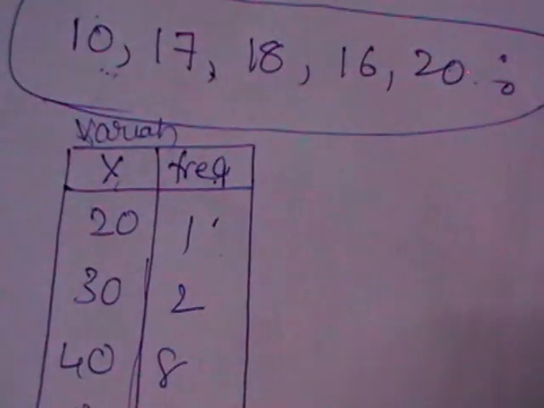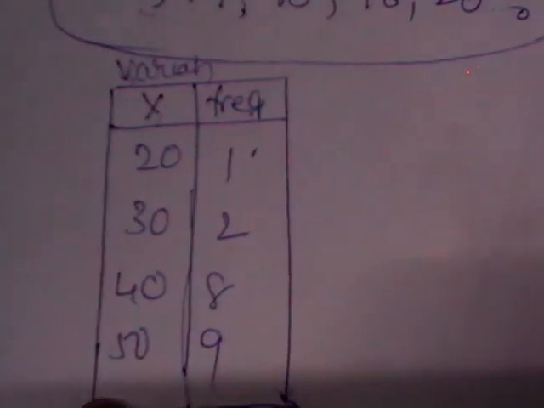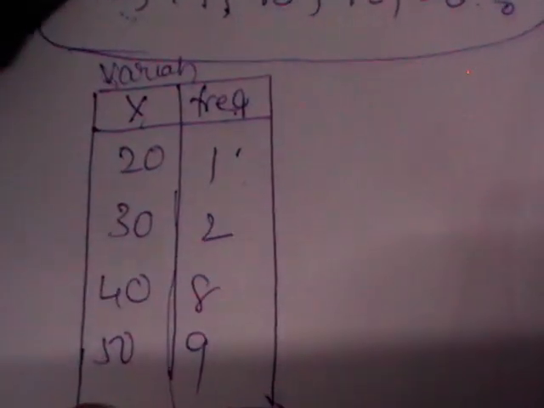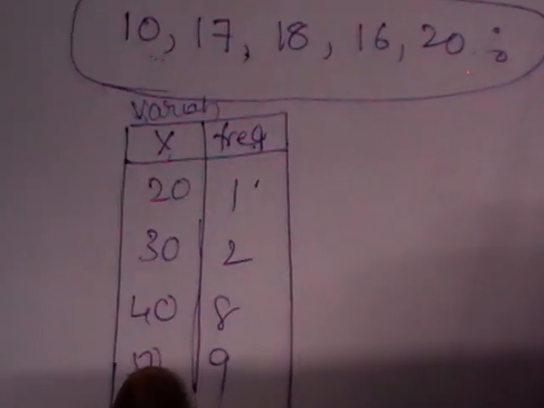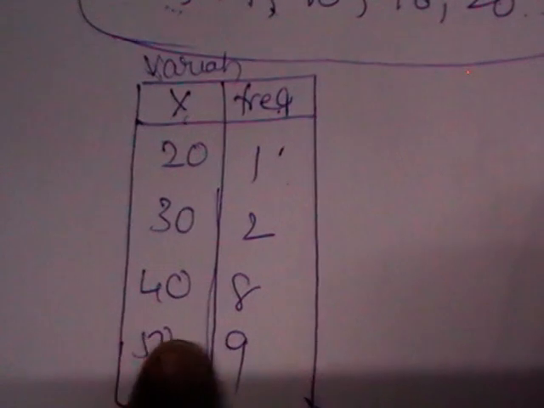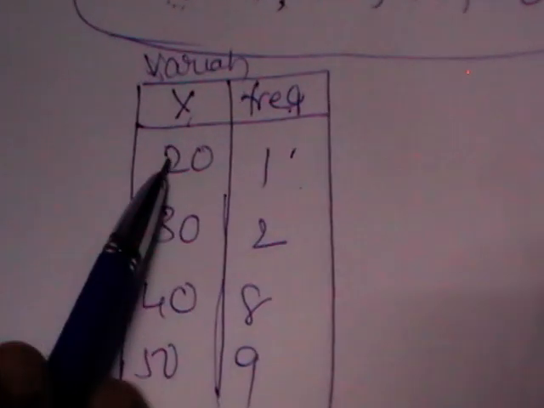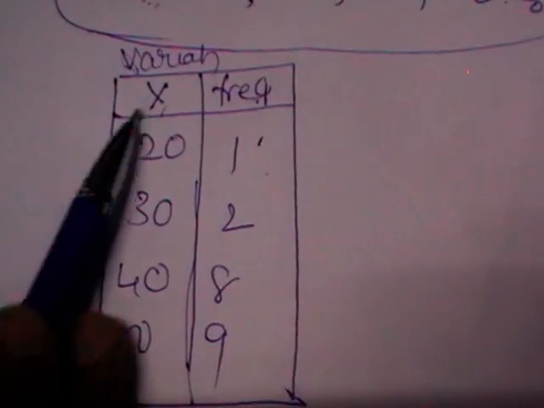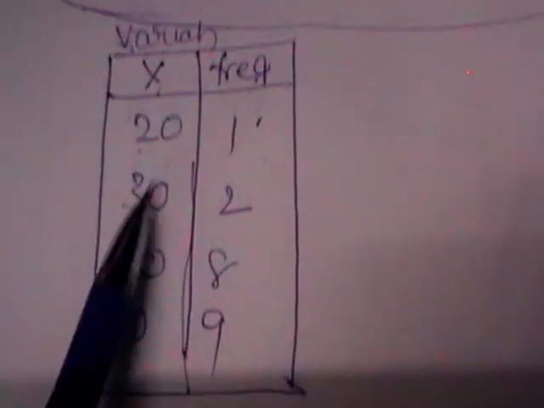Got the difference between grouped and ungrouped? Under ungrouped data, you don't have any frequencies, only a single array of observations. Under grouped frequency, you are going to find data in two columns: the first column always represents the variable, the second indicates the frequency. Under this again, whenever the variable takes single values, under the x column we have only 20, single value here, single value, single value, with respect to frequencies. We call this a discrete distribution.